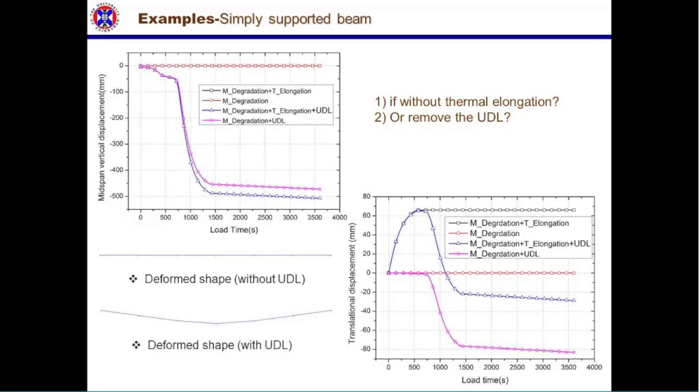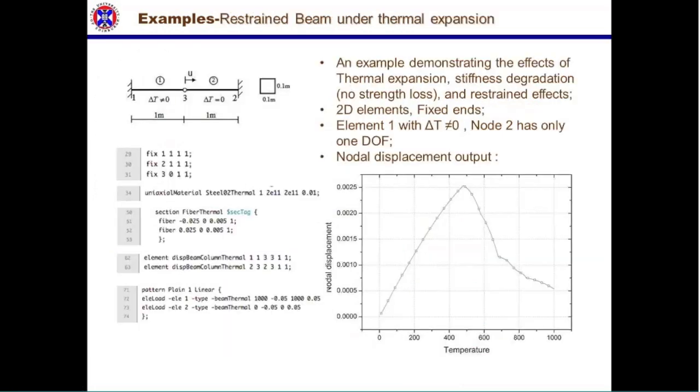This is the second example, which is also very interesting. It shows just a beam, or even a column or a bar problem, where you have one side of the bar heated and the other side not. Between node 1 and 3, element 1 is heated, while element 2 between node 3 and 2 is not. We basically run this problem.